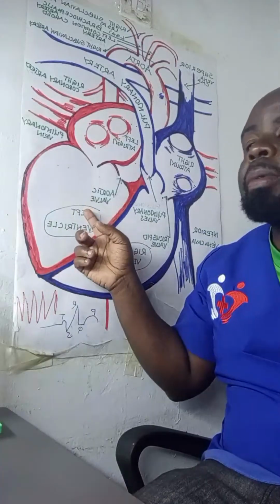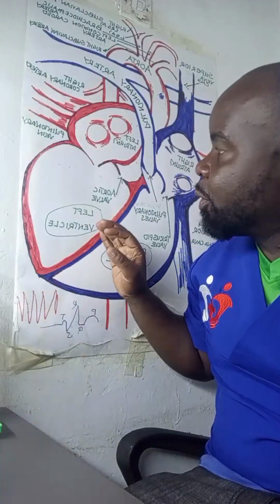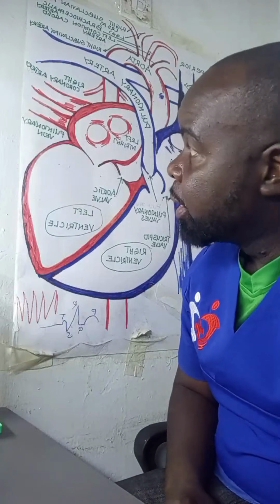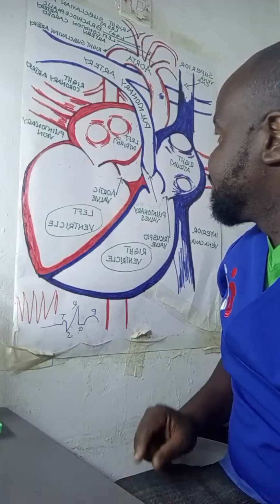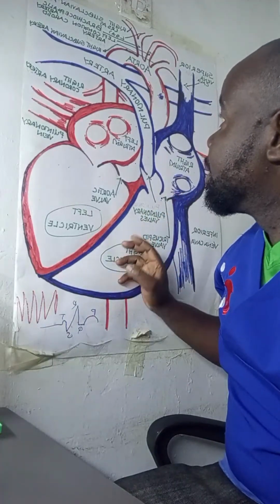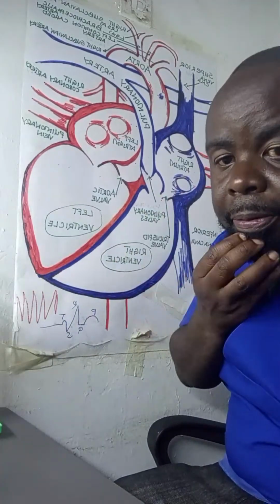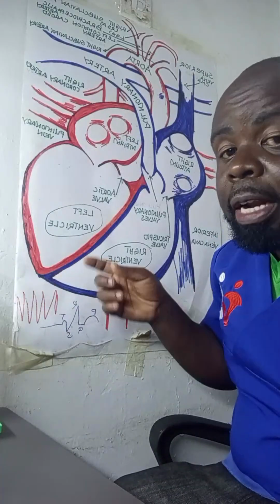Normally, the left ventricle pumps blood to the outer, to the body. The right ventricle pumps blood to what? It pumps blood to the lungs.